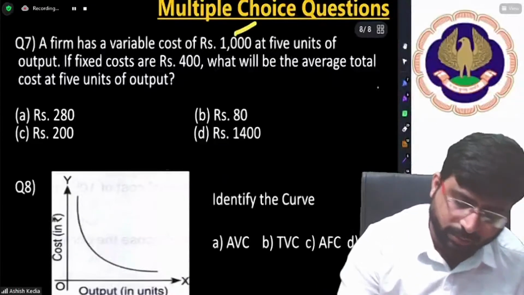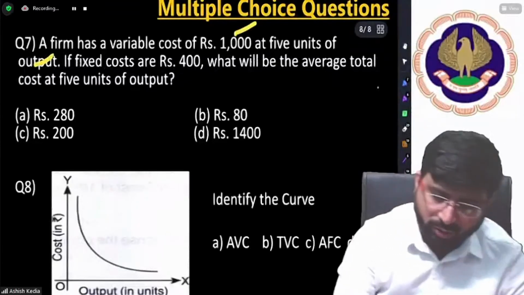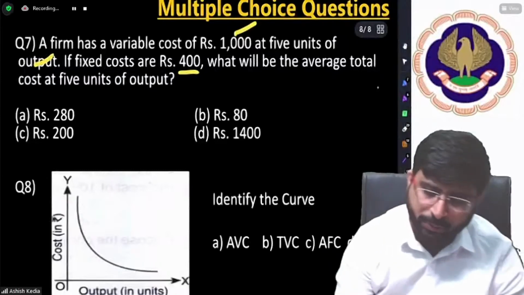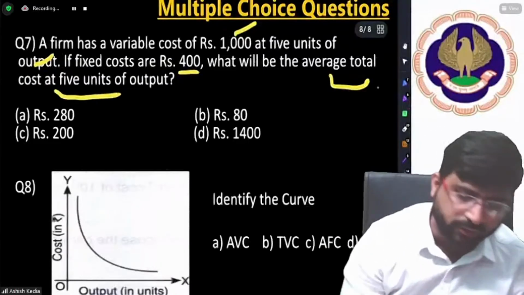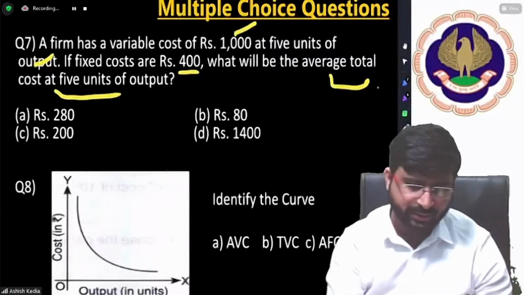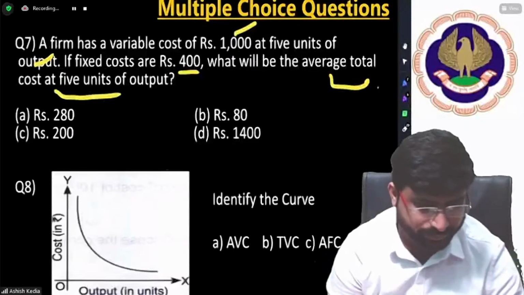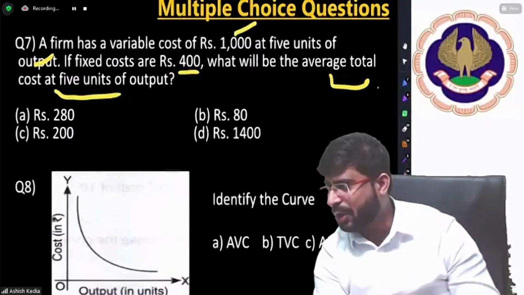A firm has a variable cost of 1000 at 5 units of output. If fixed costs are 400, what will be the average total cost at 5 units of output? Can you answer this question, please? Come on, friends. Average total cost at 5 units of output. Come on, let me hear it out.